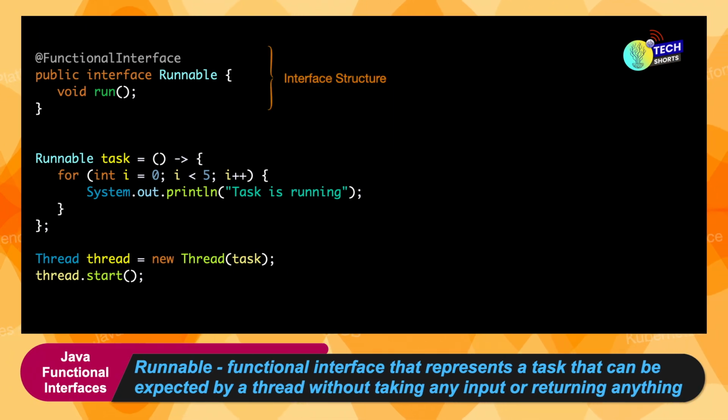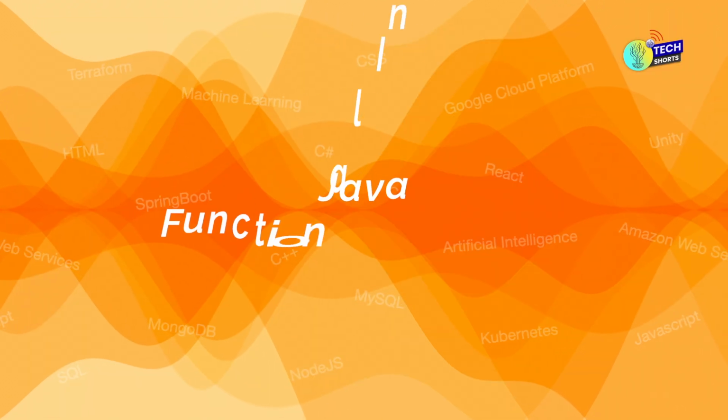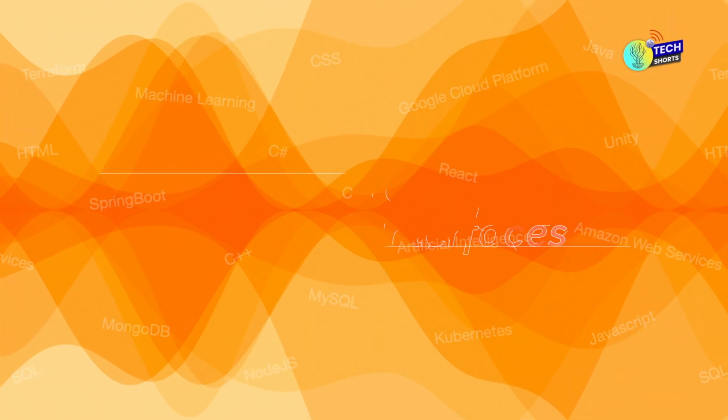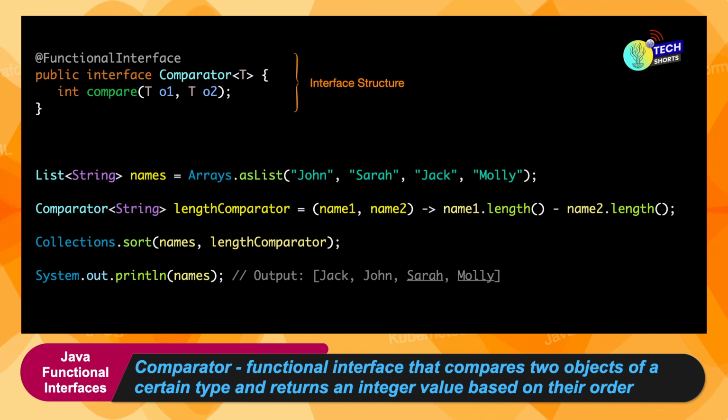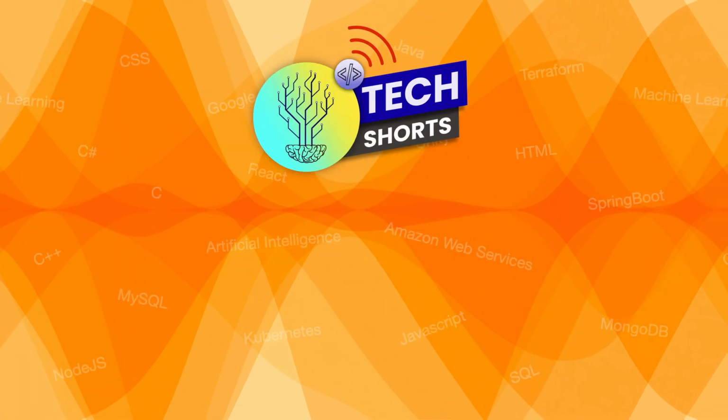Runnable is a functional interface that represents a task that can be executed by a thread without taking any input or returning anything. Comparator is a functional interface that compares two objects of a certain type and returns an integer value based on their order. And that's it from me and my team in this edition of Headlines.